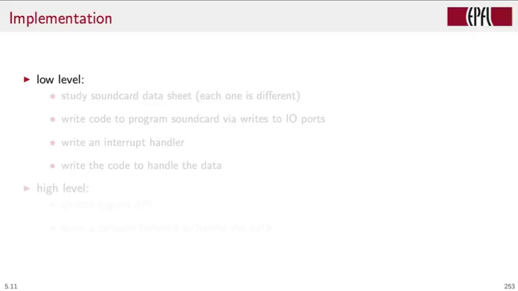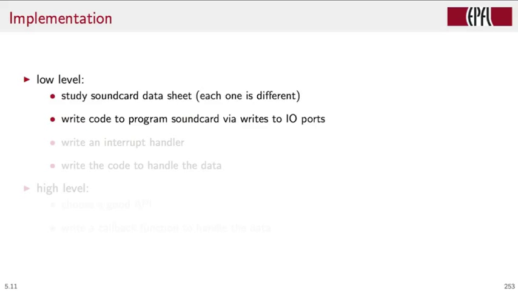Okay, so how do we do this in practice? We get our PC, and one strategy is the low-level strategy. We study the sound card data sheet. Each chip is different. We write code to program the sound card directly. This will require us to write some particular values to some particular I/O ports. We need to write an interrupt handler, and we need to write the code that handles the data. It's certainly interesting, but very time-consuming and not very portable.